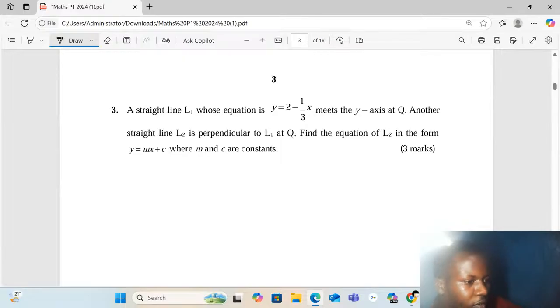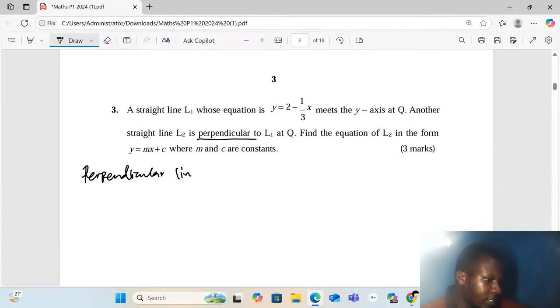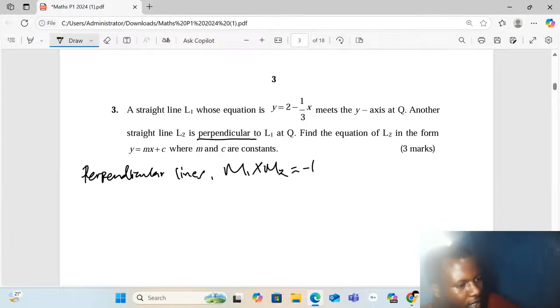Now the solution for this one. We all know perpendicular lines: for all perpendicular lines, M1 times M2 gives us -1. That is, gradient 1 times gradient 2 will give us -1.